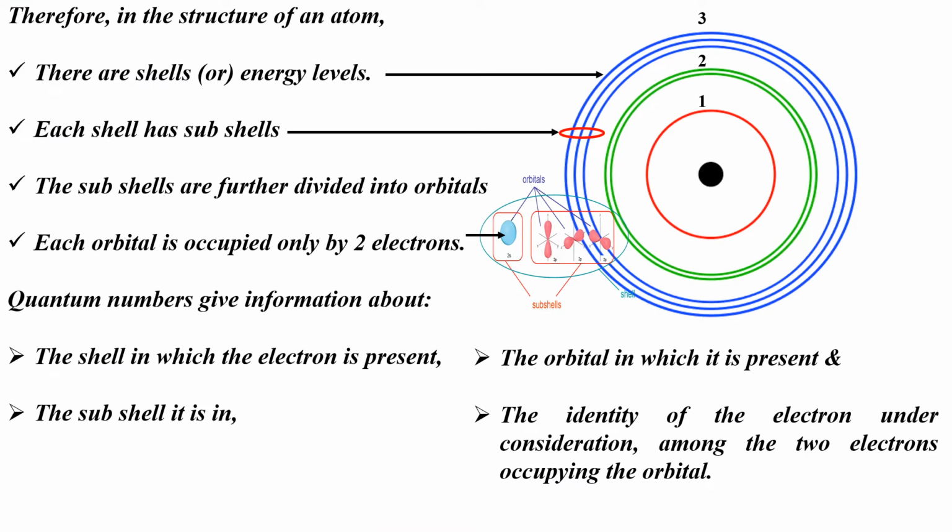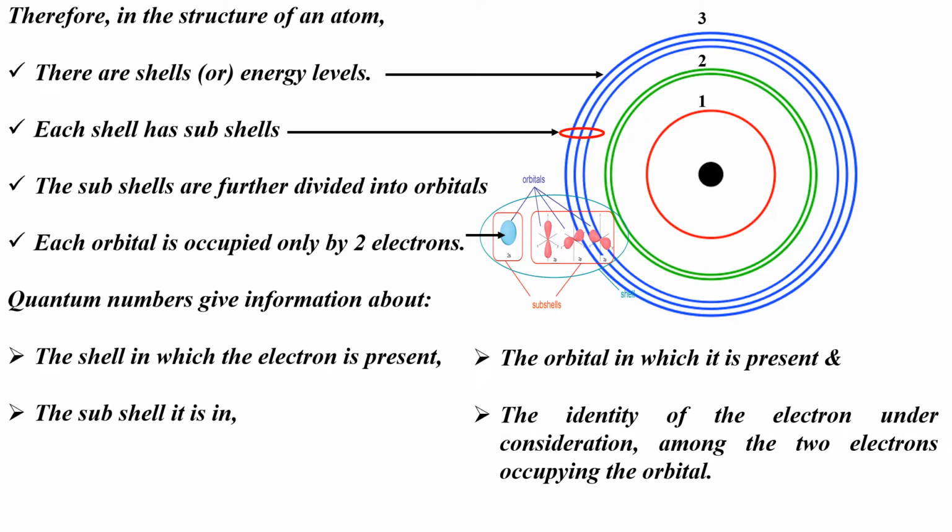Therefore, in the structure of an atom, there are shells represented by the number 1, 2, 3 and so on. Shells can also be called energy levels. You should not call them orbits. You should call them shells or energy levels. Each shell has subshells, as I told you. Look at the first shell, shell number 1, it has only one subshell. Look at the next shell, the green shell, it has two subshells inside it. Now look at the third shell, represented in blue color. It has three subshells inside it.